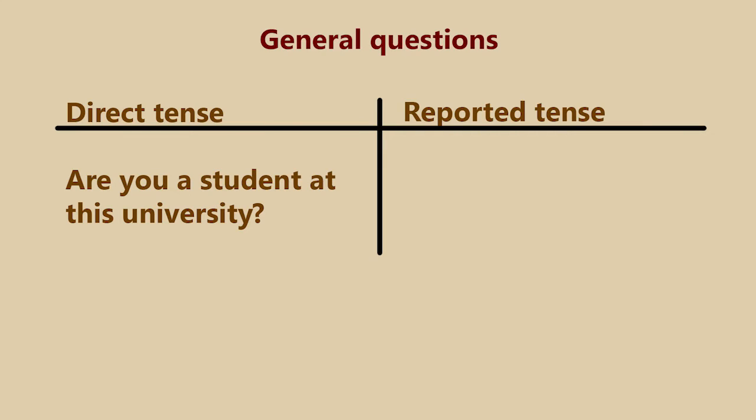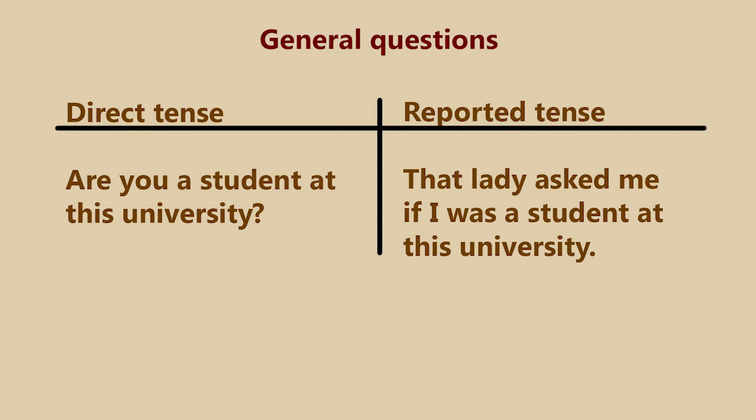We have two more things to do: reported questions and reported commands. Let's start with general questions. "Are you a student at this university?" When we report questions, the backshifting and the change in pronouns are the same, but of course the grammatical structure is a little bit different. That lady asked me if I was a student at this university. My reporting verb is asked because it's a question.